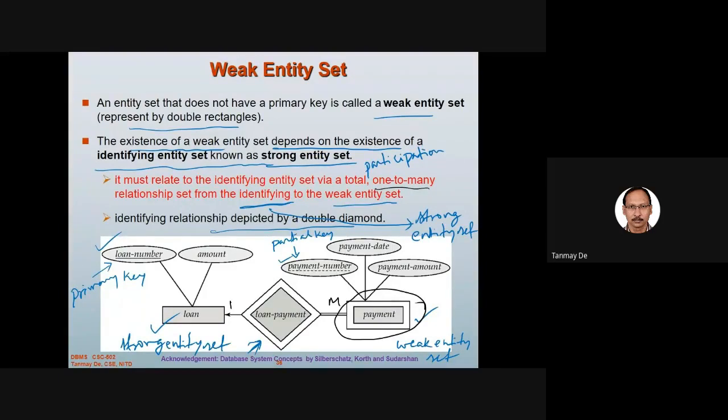Arrow is from towards the payment. What you want to tell? Please pardon me again. Sir, the arrow is towards the loan side, sir, which is the identifying side. Okay. But in the statement it's given, it's from the identifying to the weak side, sir. So should the arrow be towards the payment side?